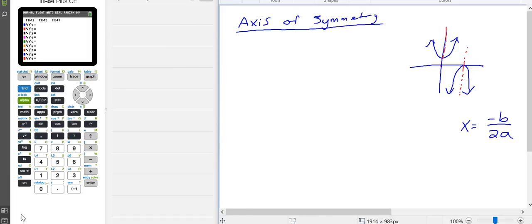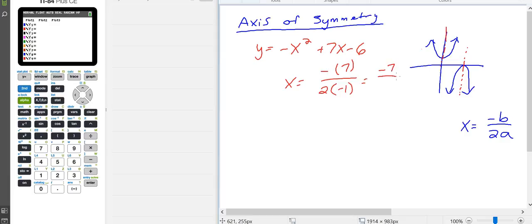We want to find the equation of the axis of symmetry of the equation y is equal to negative x squared plus 7x minus 6. And we're going to use the equation x is equal to negative b over 2a. So x is equal to negative b, in this case 7, over 2 times a, in this case negative 1. So the equation for the axis of symmetry in this case would be negative 7 over negative 2, which is just 7 over 2.